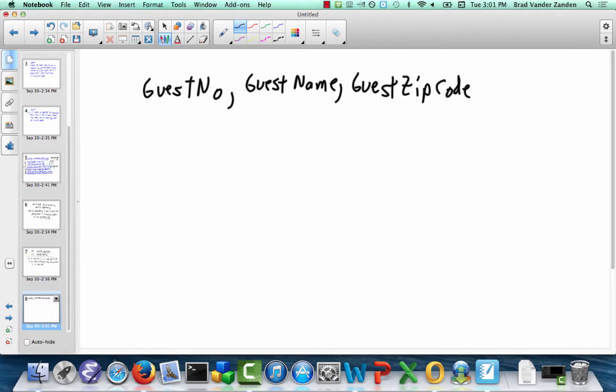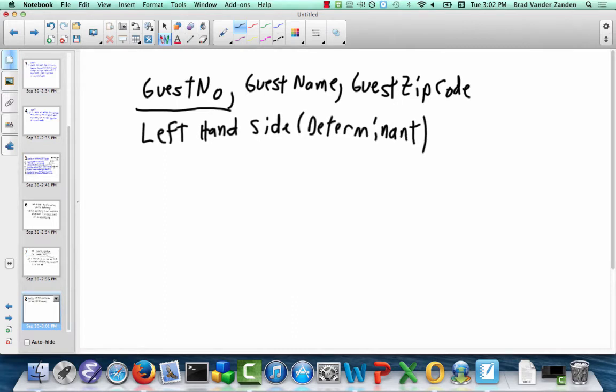So we take all the attributes, both the left-hand side and the right-hand side, and we put them into a new relation. The left-hand side, or the determinant, is going to be the primary key in the new relation.